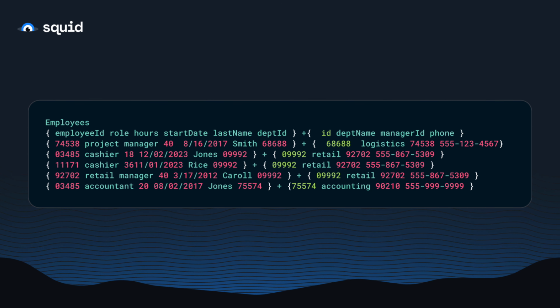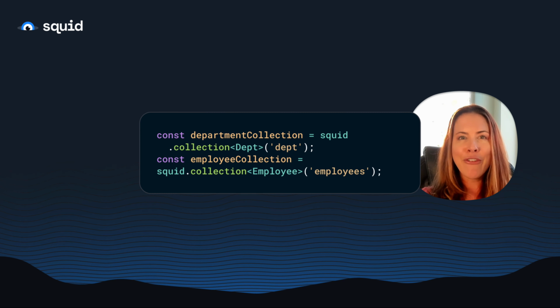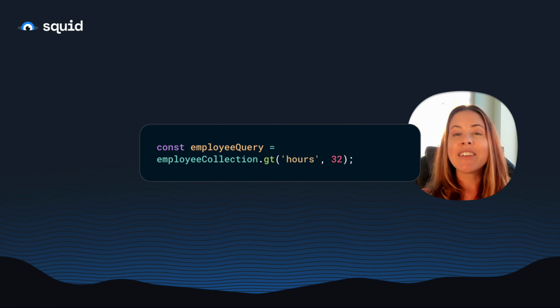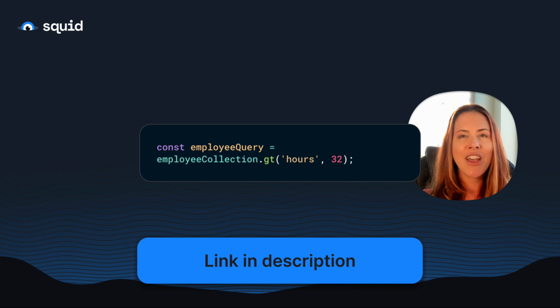Let's use the example of the employees collection and department collection, where we want to get all employees that work more than 32 hours along with their department information. First, let's get a reference to both of the collections. We can create a query like this one on the data collection. .gt is one of the query helper methods available in the Squid SDK. You can find a list of query helpers in the docs link below. You can also find out more about them in our video on basic data queries.